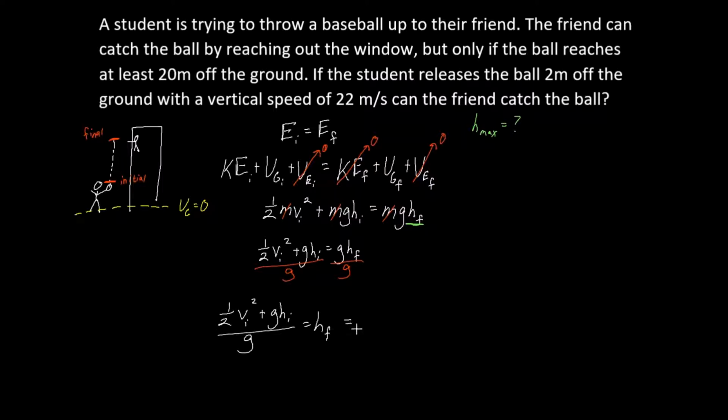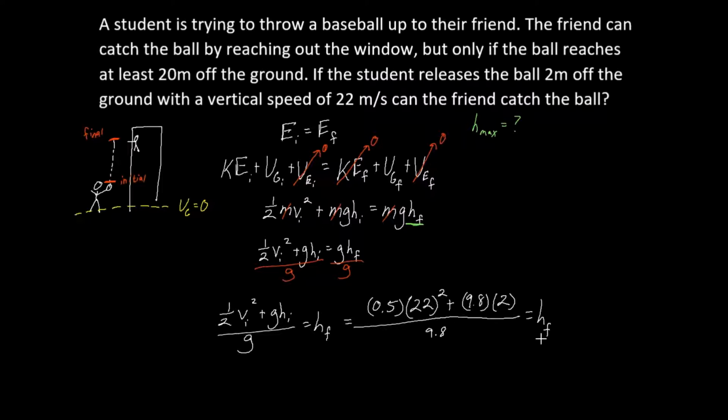Now it's just a game of plugging in the numbers and putting it into the calculator. So 0.5, I'm going to change it just to make it easier on myself, times the initial velocity, which is 22 meters per second, plus g, which is 9.8, times h_i, it is released 2 meters off the ground, all divided by 9.8 will give me my h_f. So give me a moment to plug this into the calculator. I'm going to be very careful with my parentheses so that I don't accidentally make a mistake there.